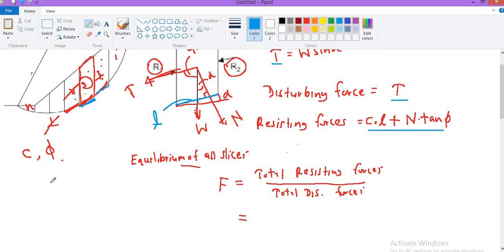So this addition I'm going to write as sigma, like that. So if we take these cohesion parts, I'm going to write sigma of all these CL values, and also I have to take sigma of this N into tan phi, and finally at the end sigma of T values.